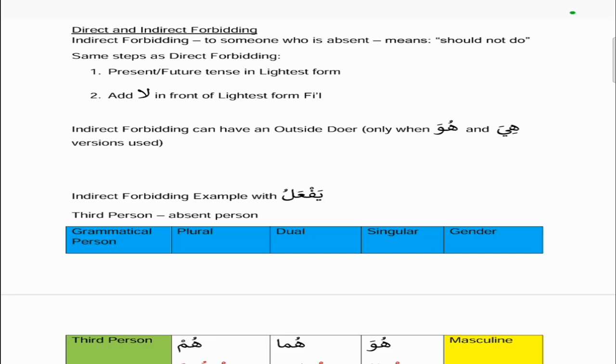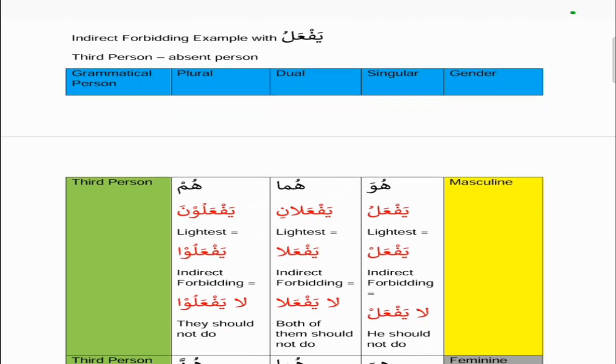So it's the same steps as direct forbidding. The present tense needs to be in the lightest form, and then you add a la in front of the fi'l. But indirect forbidding can have an outside doer as well, only when the fi'l huwa and hiya version is used. So if you remember, that's one of the rules of the outside doer, that it has to be in either the huwa or the hiya version. So here's just a chart for indirect forbidding using yaf'alu. We use the third person, which is the absent person, someone who's far away.